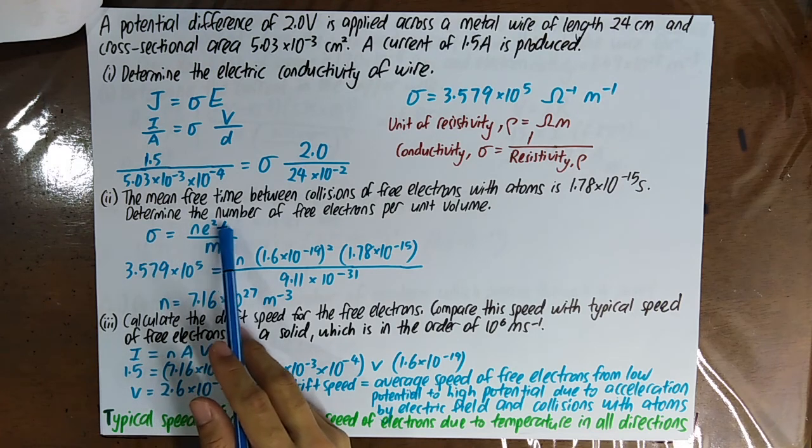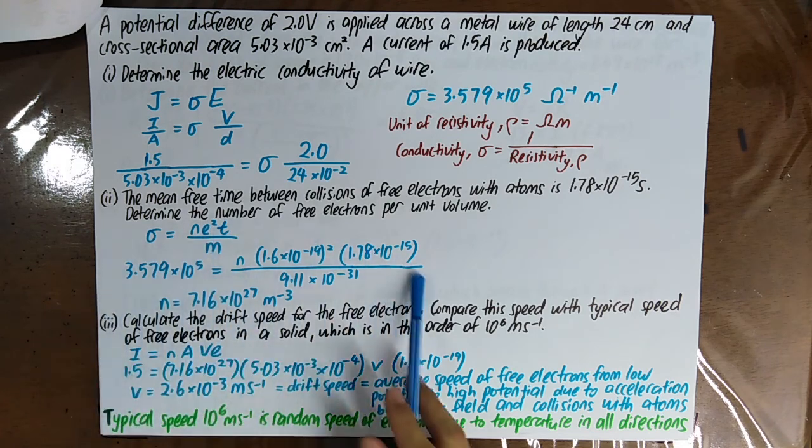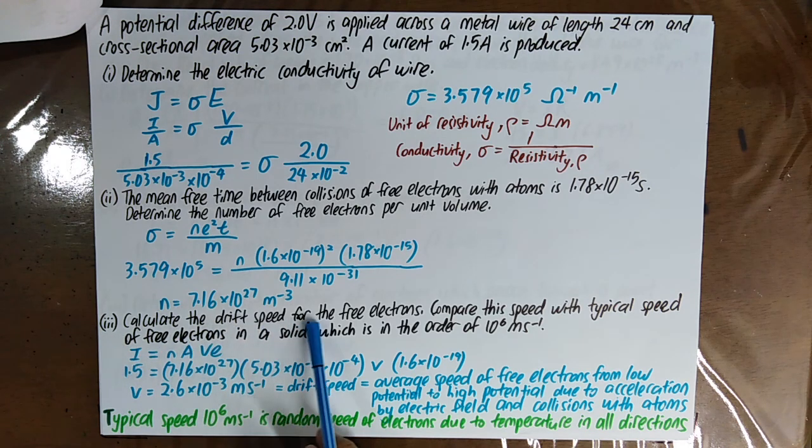Conductivity equals N e squared tau over m. Then you substitute everything inside, then you can get N. Calculate the drift velocity for the free electrons. Compare this velocity with the typical speed of free electrons in a solid, which is in the order of 10 to the power of 6 meter per second.